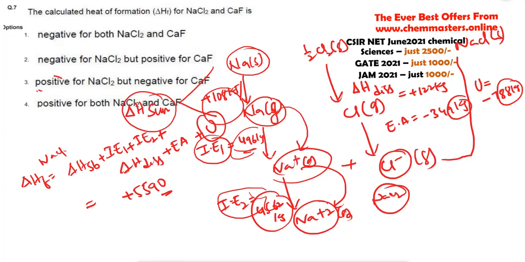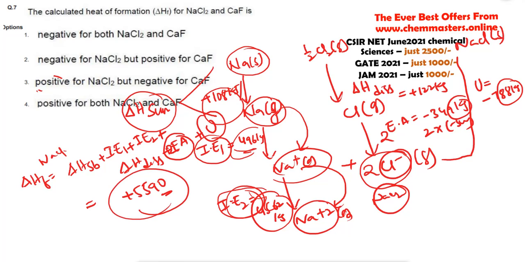Na, that means IE2 also. Okay, so IE2, and then for 2 moles of Cl-, we need to add 2 times EA, so 2 times the electron affinity, that is 2 times minus 349. So just do that. In that case also you will get a positive value, a positive enthalpy of formation.